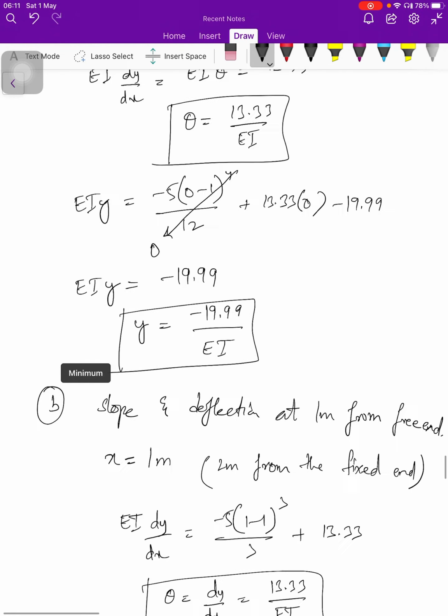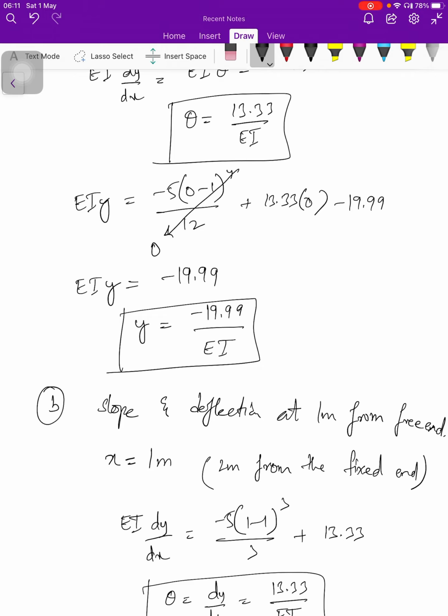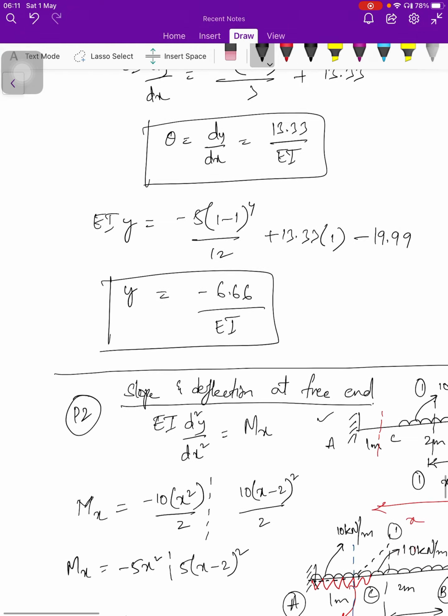Now next is slope and deflection at 1 meter from the free end. So x is equal to 1 meter, which is 2 meters from the fixed end. X is measured from the free end always. So x is 1 meter. Substituting in equation numbers 1 and 2, you will get the slope and deflection.